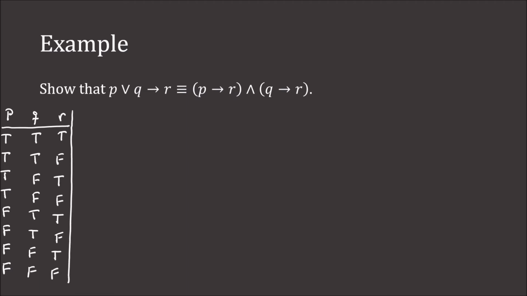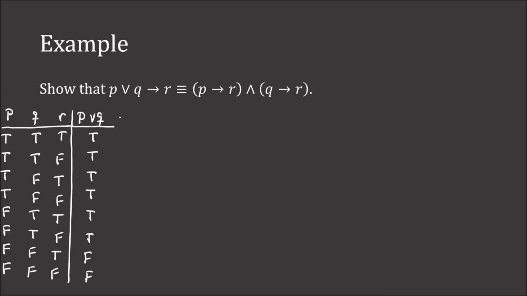So there are our statement variable truth values. Let's now create a column for P or Q. Disjunction is false only when both statements are false, so we're going to wind up with true, true, true, true, true, true, and then false and false.